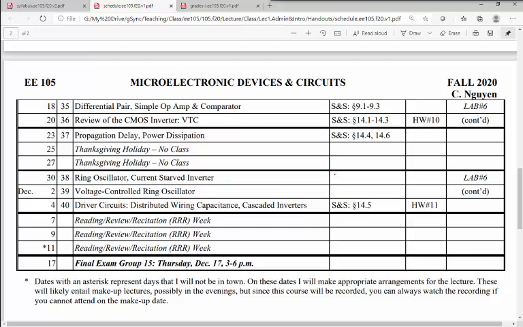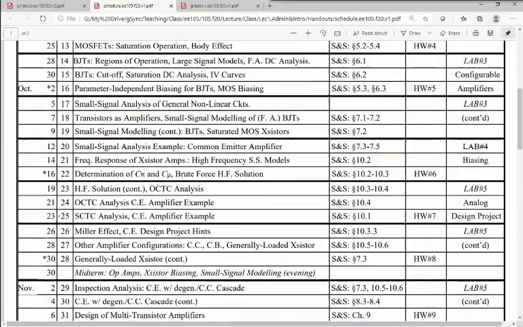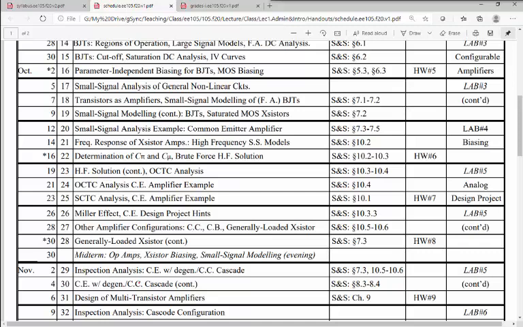Okay, so that's pretty much the class. You see the final exam right here. You see one midterm right here. That's happening October 30th.